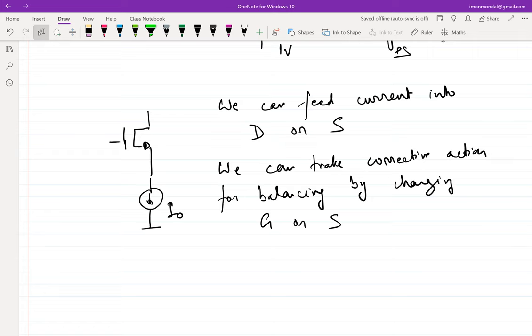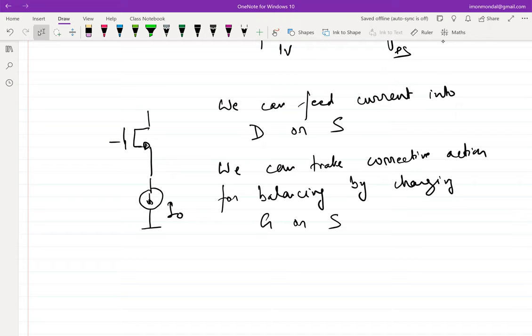We tweaked the gate. I could as well have said, I'll feed current into the drain and tweak the source. One possible way of doing it, right? I would have said that I will feed the current through, take current out from the source, and tweak the gate. I can do that. Or I can feed current into the source and tweak the source itself. Feed current into the source, or rather take current out of the source, and then tweak the gate.